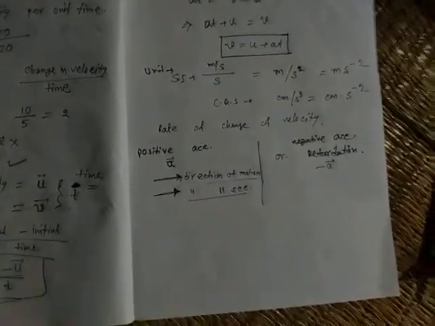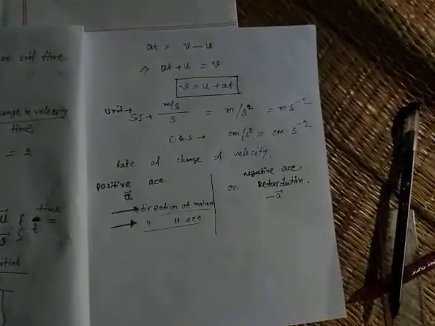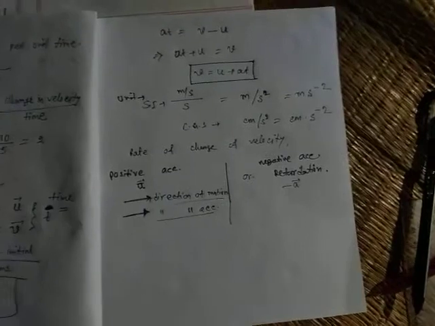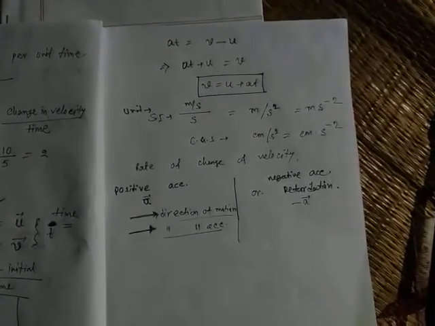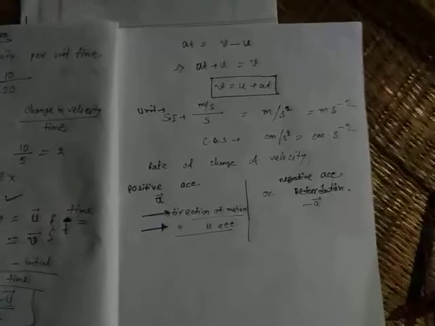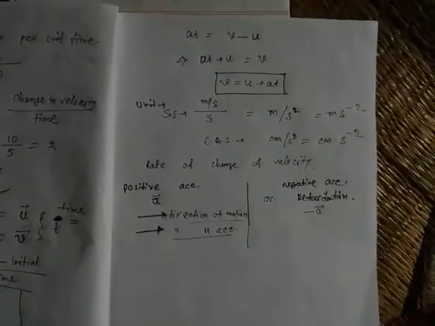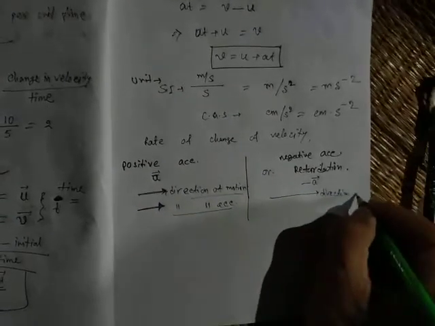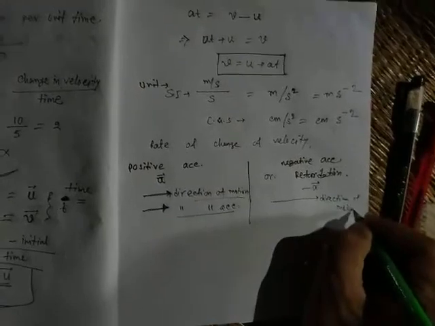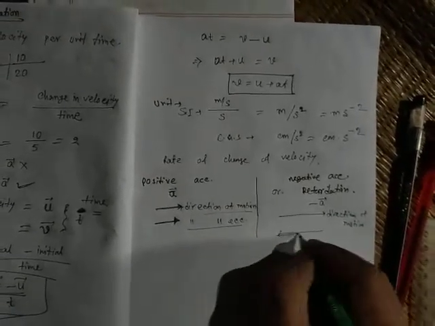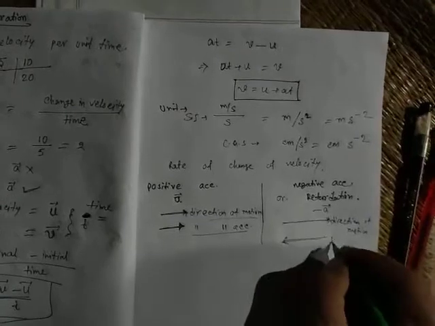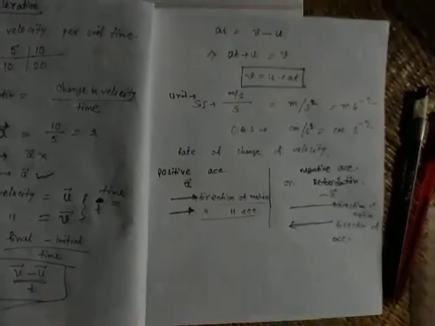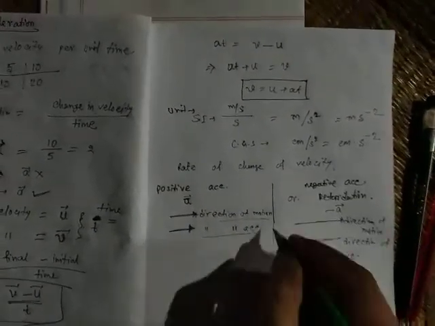Okay, now what is negative acceleration? The opposite of it. It is defined as: if the velocity of an object decreases with time, then the acceleration of that object is called negative acceleration. So in this case, the direction of motion is opposite to the direction of acceleration. Clear, everybody? Can anyone give an example?